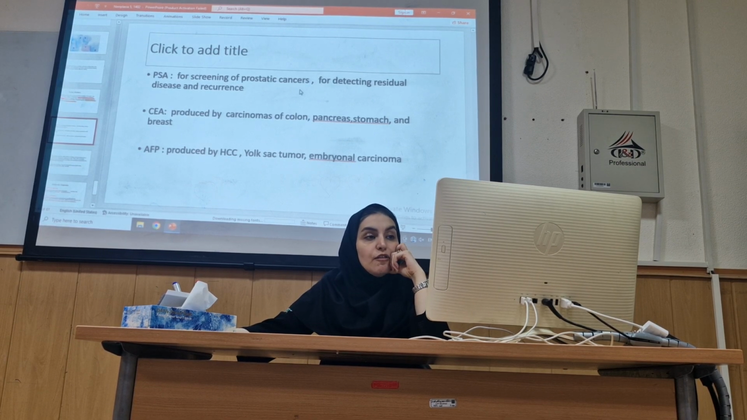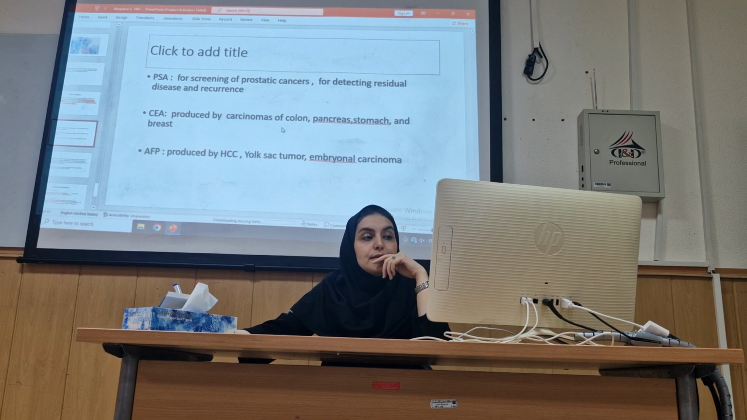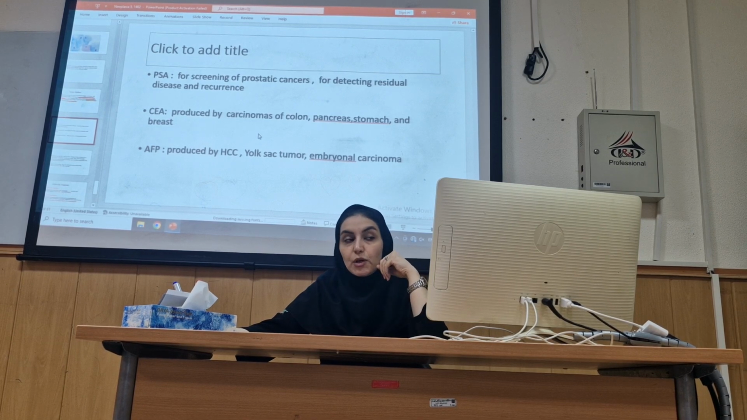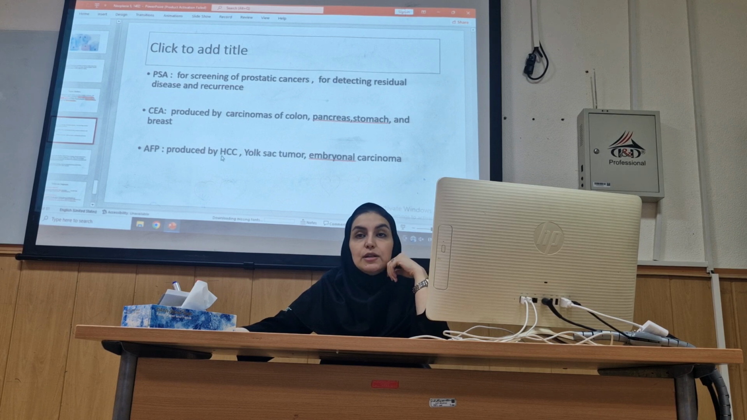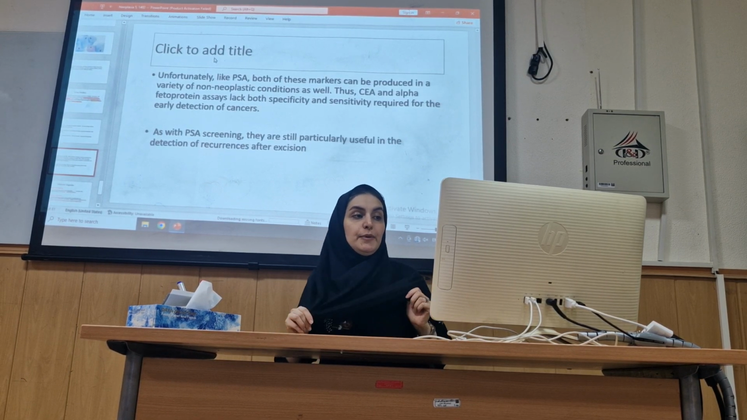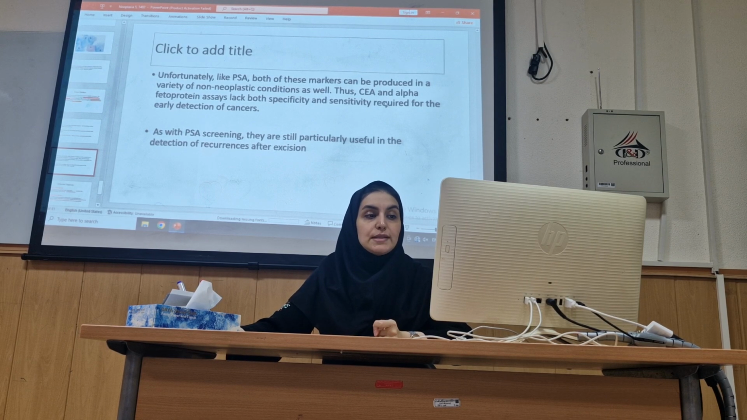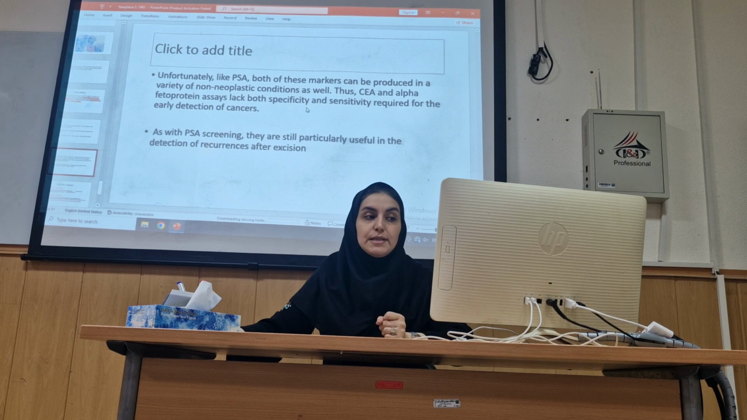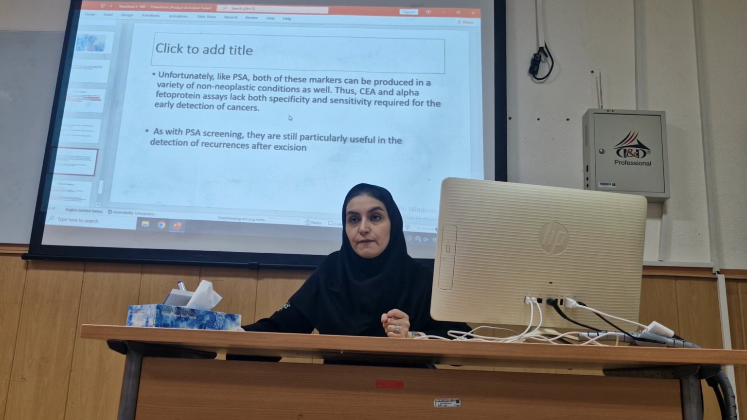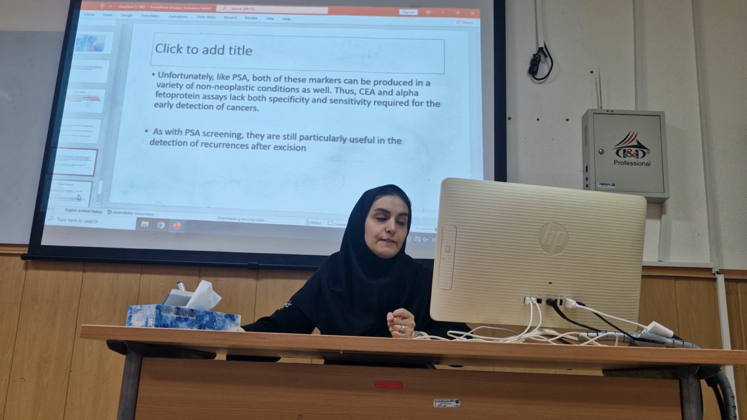As I said, PSA is used for screening of prostate cancer and for detecting residual disease and recurrence after surgery and after treatment. CEA is produced by carcinoma of the colon, pancreas, stomach, and breast, and is also used for follow-up of patients, for example, with colon cancer. Alpha-fetoprotein is produced by hepatocellular carcinoma, yolk sac tumor, and embryonal carcinoma. Unfortunately, like PSA, these markers can be produced in a variety of non-neoplastic conditions. So CEA and alpha-fetoprotein assays lack both the specificity and sensitivity required for the early detection of cancers. As with PSA screening, they are still particularly useful in the detection of recurrence after excision.